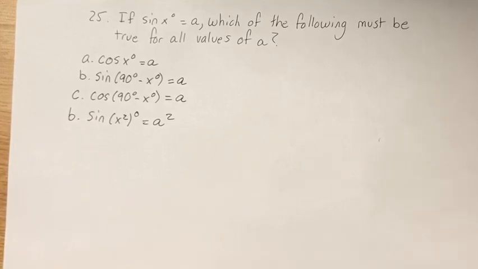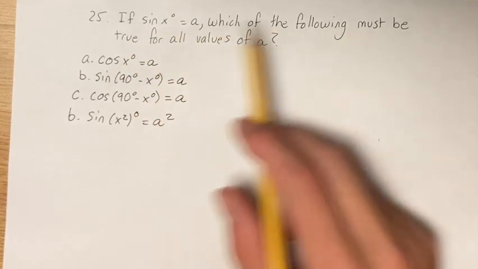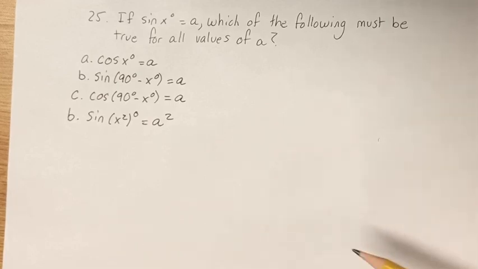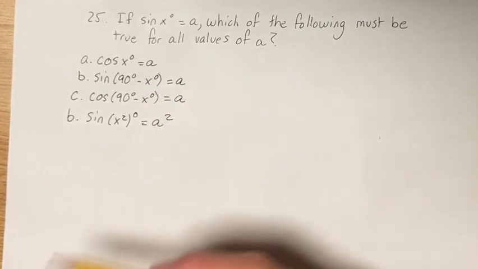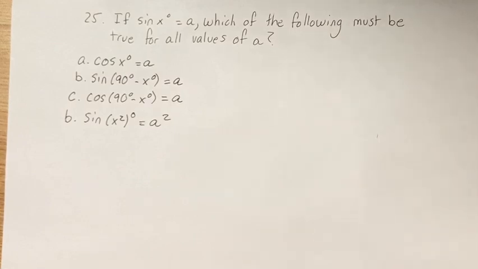In this problem we're asked, if the sine of x is equal to a, which of the following must be true for all values of a? And we have four options here, and this isn't a problem where you can do some calculations to figure out your answer. What you have to do is realize the trick that they're looking for you to pick up on.